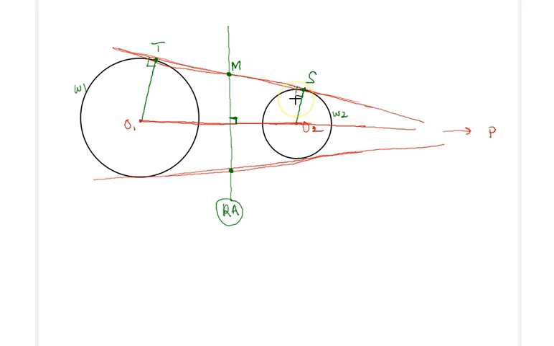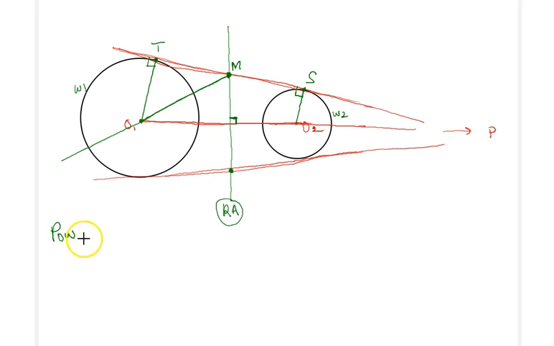These are 90 degrees, obviously. And let's focus on the left-hand circle first. I can look at this thing here. So if I draw the line which goes through M and O1, I can try to figure out what is the power of point M with respect to the first circle.